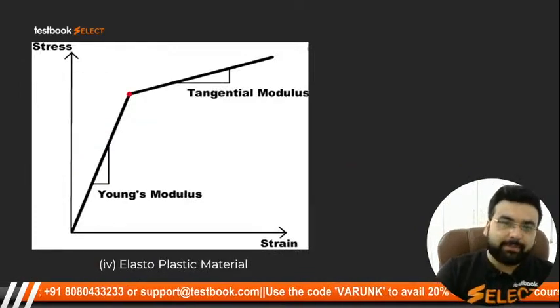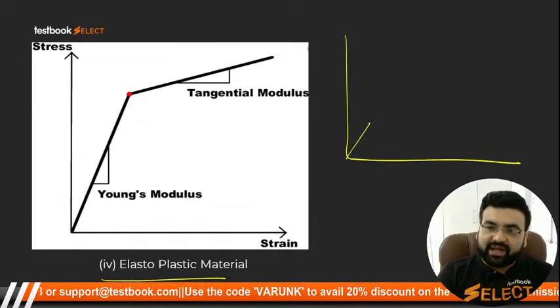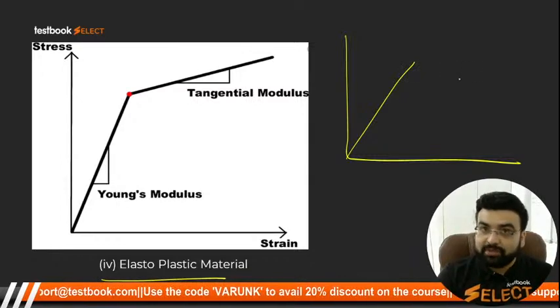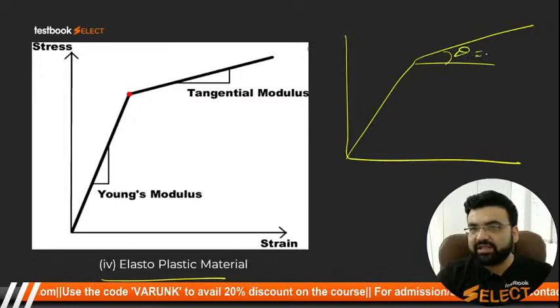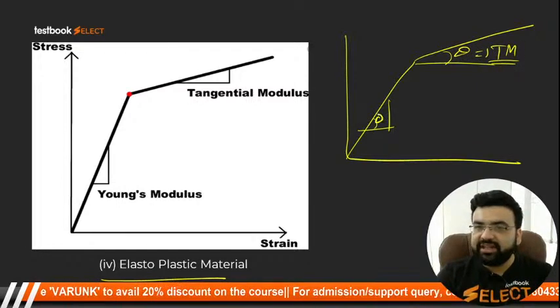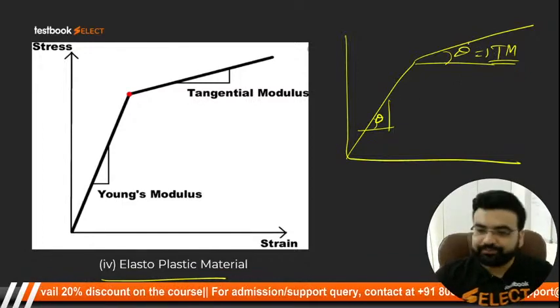After this we have the elastoplastic. First they show the elastic, and then they show the plastic, not purely plastic but elastoplastic, like this. And this modulus, this theta, is called the tangent modulus. This is the Young's modulus, theta. This is what is called the tangent modulus. I have shown it in the figure also.